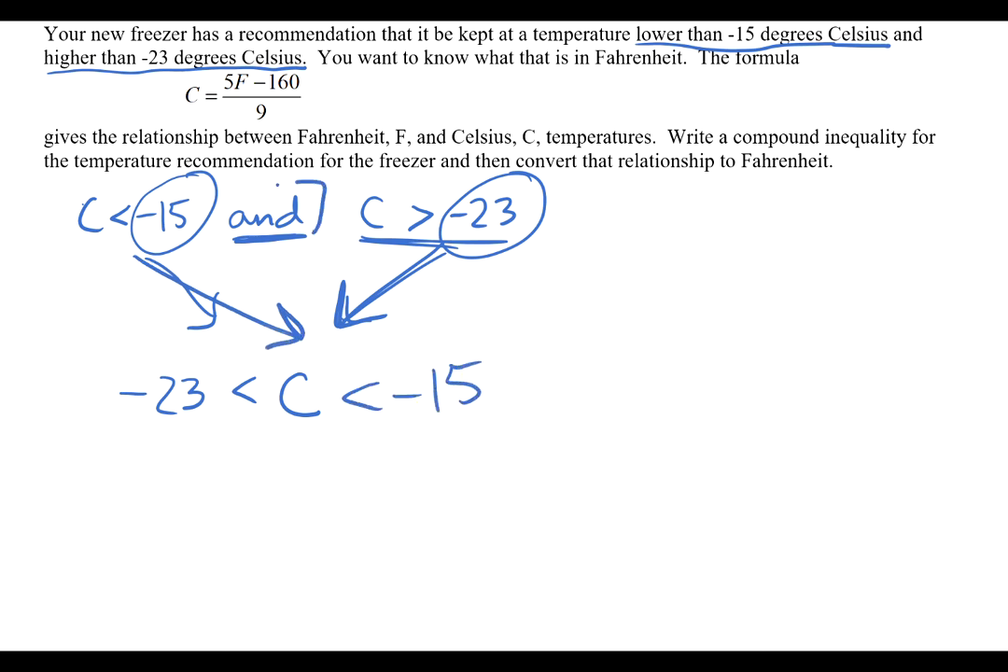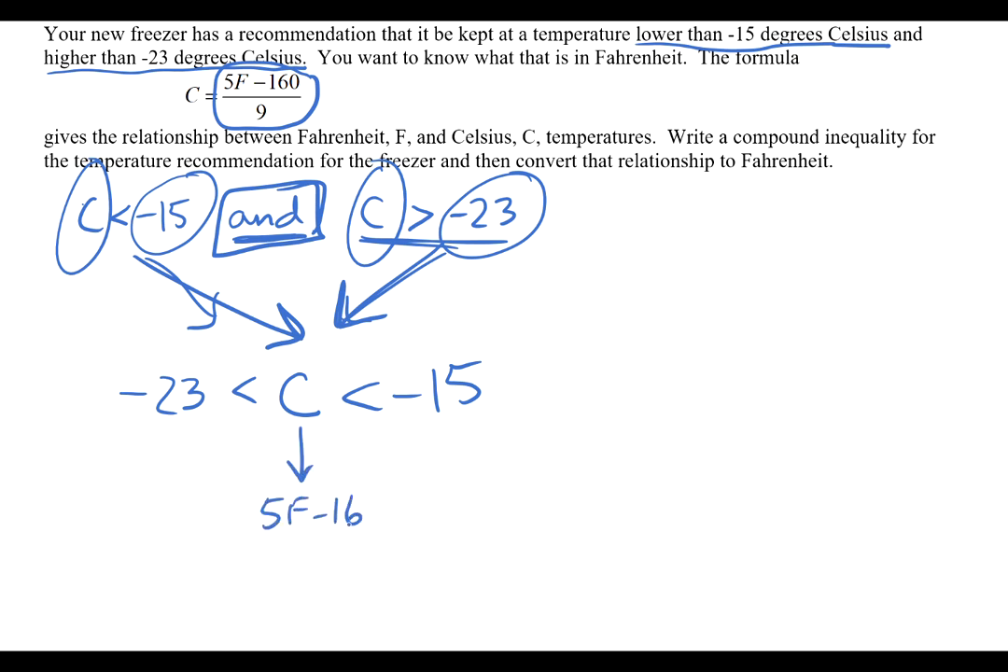So an intersection can be rewritten as a double inequality if the intersection relates to the same thing, in this case Celsius. Now we can take this at this point, and if we want to convert to Fahrenheit, we can plug in the formula for C, 5F minus 160 over 9, and then solve for F, so you'd get the low value and the high value for the Fahrenheit.